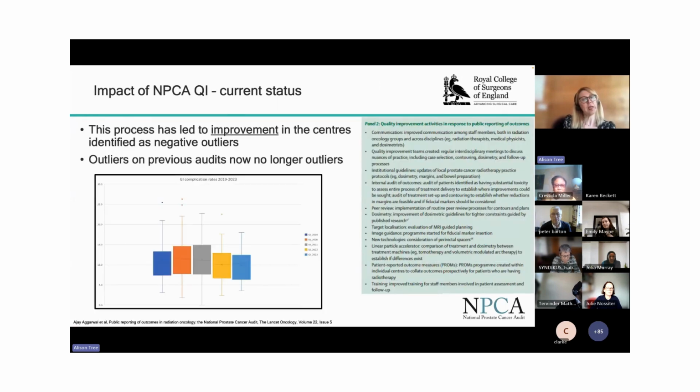And what the audit has shown is that this process of talking to the outliers has improved the outcomes in terms of toxicity and also reduced the variation. So I think you can see on that graph there at the bottom that the confidence intervals, the variability between centres, is shrinking over the last few years. So that's an encouraging sign that actually this kind of intervention can improve quality across the UK, which of course is what we all want.